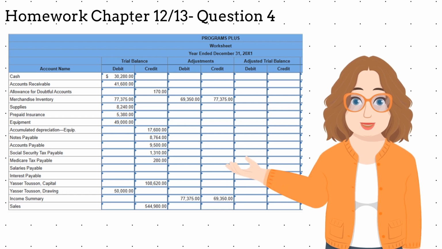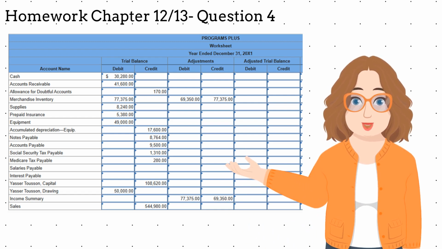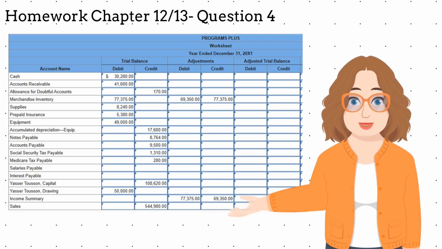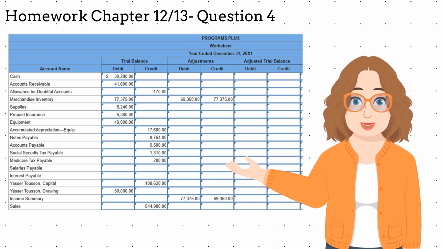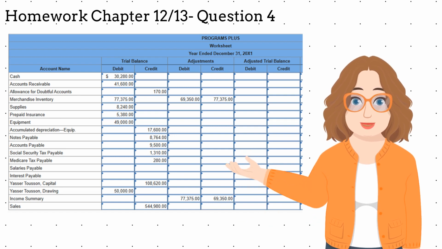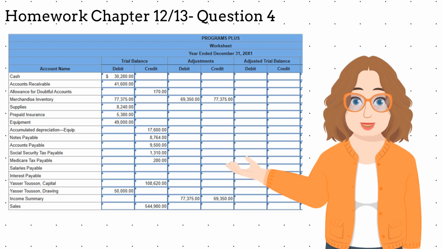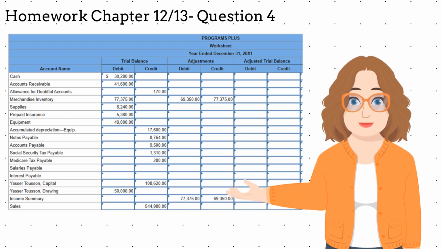The next adjustments are for supplies on hand, expired insurance, depreciation expense, accrued interest, accrued salaries, and Social Security and Medicare taxes. Please record all of those adjustments in the worksheet, calculate the adjusted trial balance, and then extend those balances into the income statement and balance sheet columns.